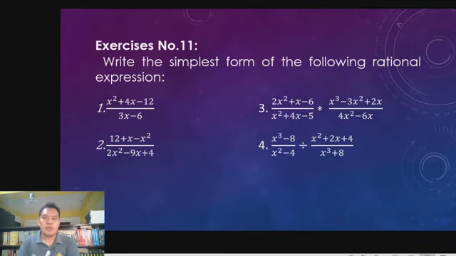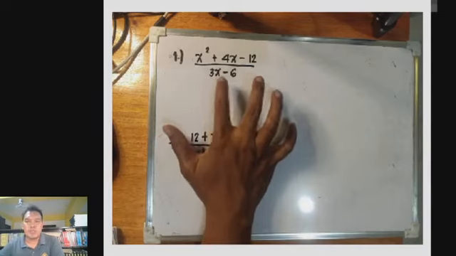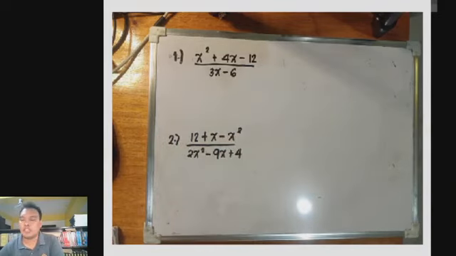Okay, so exercise number 11: write the simplest form of the following rational expressions and write the value of the domain, or the values of x to be excluded, for those expressions. So what we read earlier, I will show in this example, what I was talking about. Okay, we have example number 1. We have x squared plus 4x minus 12 all over 3x minus 6.